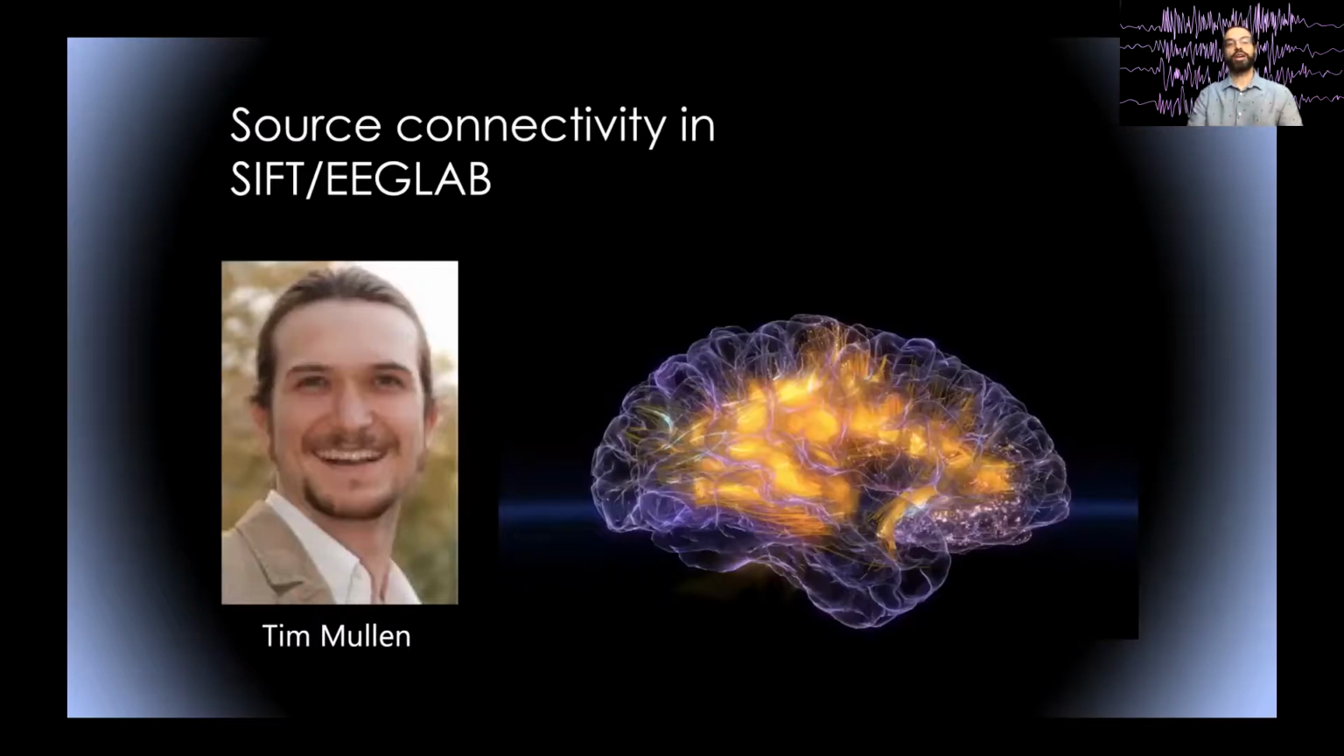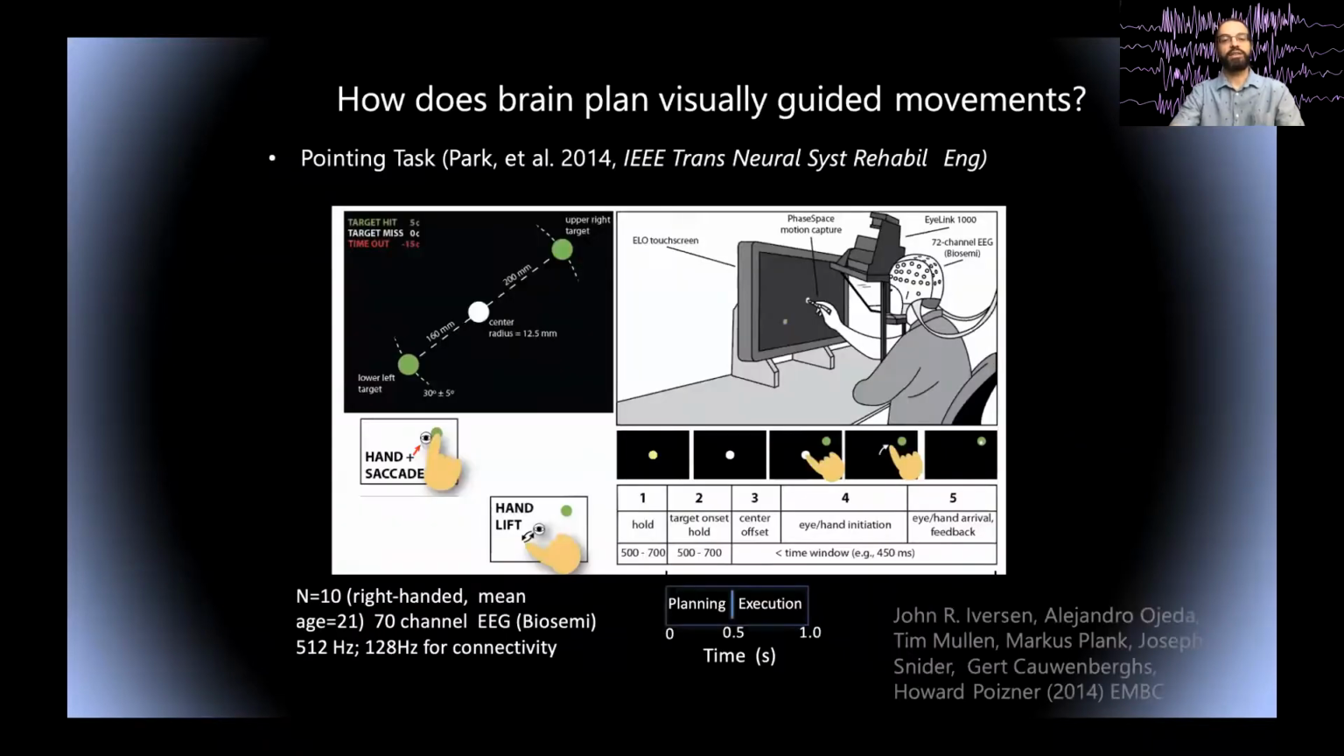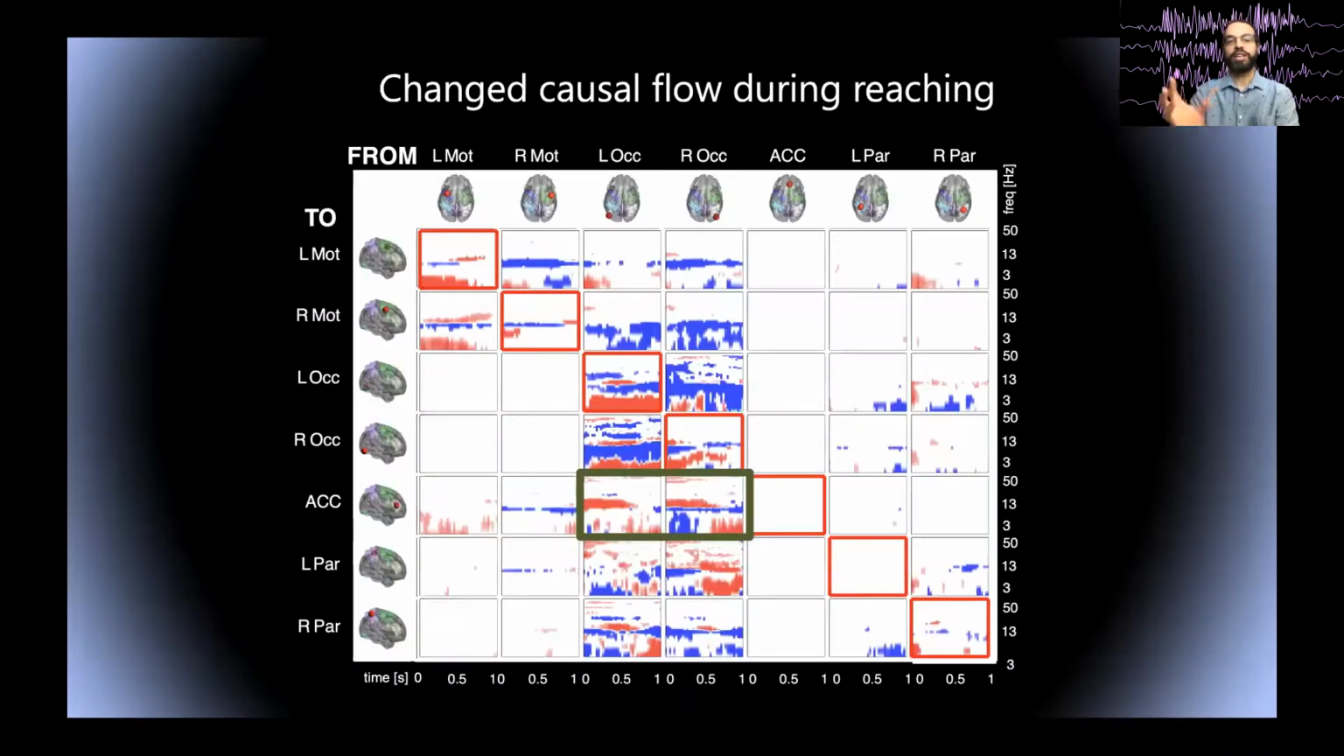This is another plugin here that was developed by Tim Mullen, and it's called SIFT, Source Information Flow Toolbox. And I'm just going to show you an example of how this plugin was used. This is a reaching task here where the subject sees a target and they're instructed to hold their movements. And then once the dot disappears at the center, start the movement and touch the target. So there's a period of retention of a few seconds in which they know the target, but they don't move yet. And this is what he obtained.